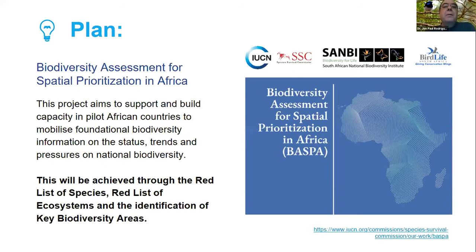Another example that will be very interesting for you, I think, is this project. Domitila leads this project, so she can tell you more about it. But the main point that I want to say here is that this is an example of how you take the information of the Red List and turn it into other tools. So for example, BASPA not only supports the development of the species system, but also the identification and delineation of key biodiversity areas.